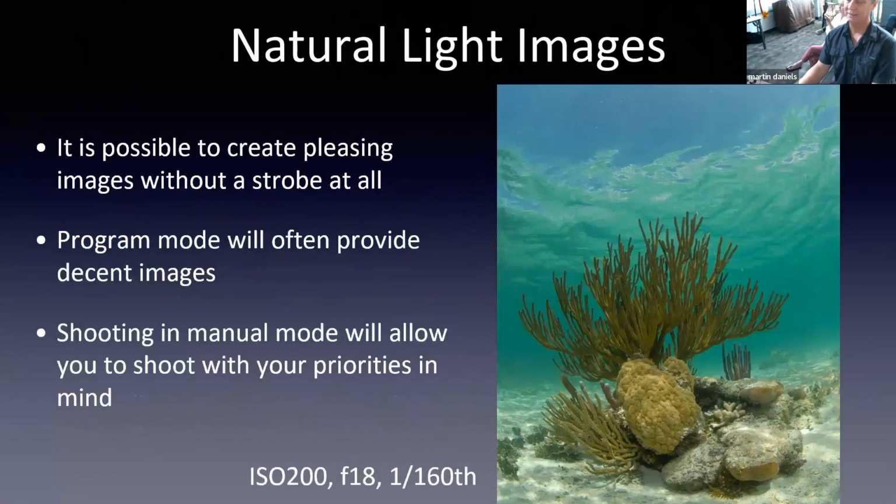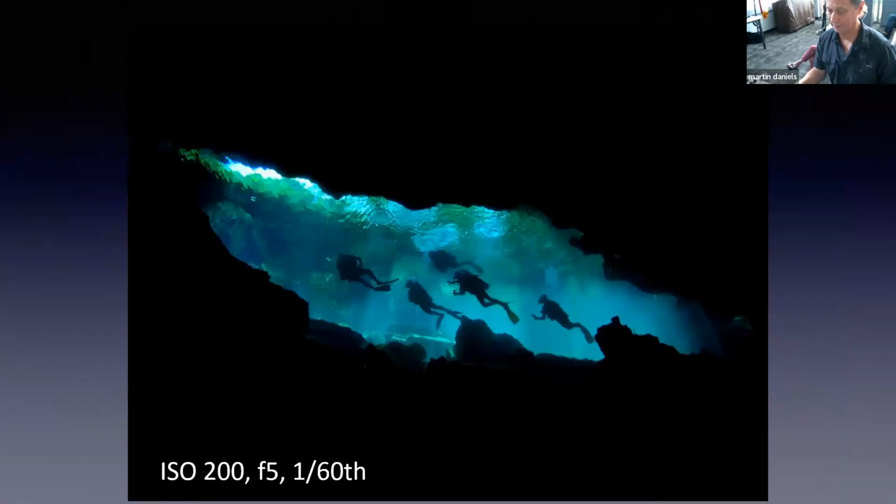So now we're moving on to natural light images. And in a minute, we're going to put natural light and strobe images together. So it's possible to create pleasing images without a strobe at all. And program mode or auto mode actually can do a good job in this situation, as long as you have that middle light level, not a real dark image you're working with. But shooting in manual will also help out.